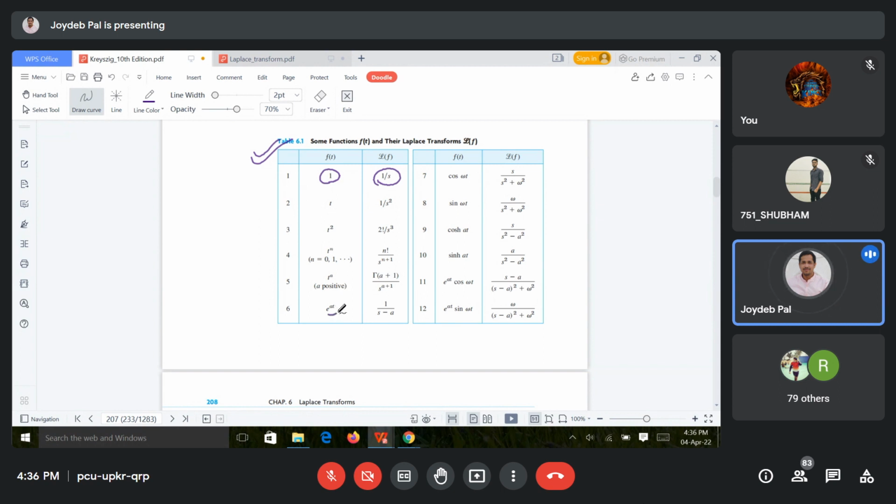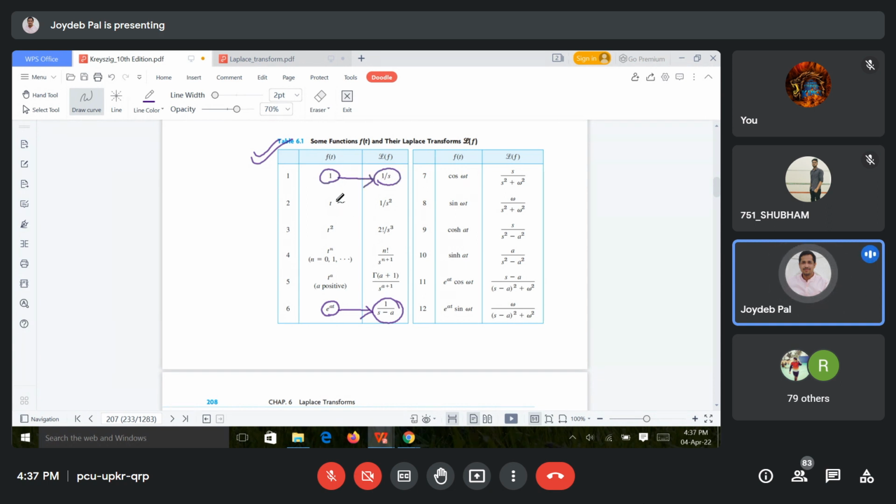And then e to the power at. I have shown it for a equal to 3, e to the power 3t, right? It was 1 by s minus 3. Now in general, for e to the power at, the formula is 1 by s minus a. The Laplace transform of e to the power at is 1 by s minus a. The Laplace transform of 1 is 1 by s.